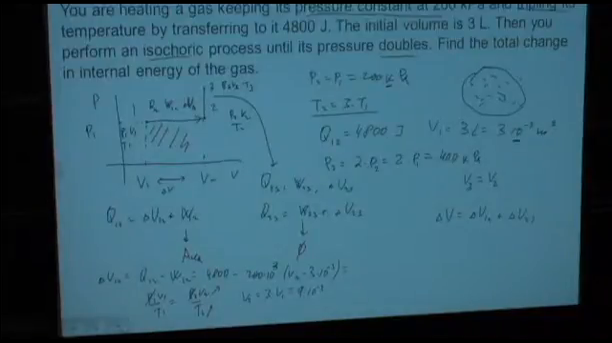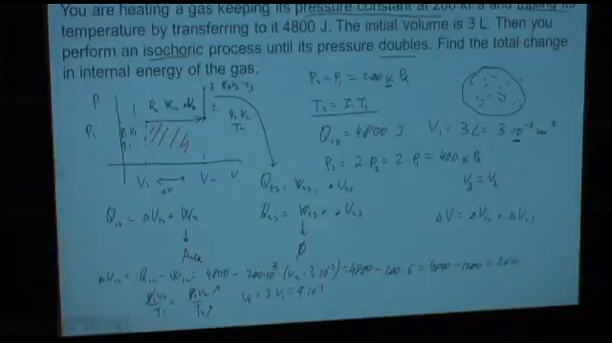So finally, 4,800 minus 200 times 9 minus 3, 6. So 4,800 minus 1,200, 3,600 joules. Well, the first part is done. Now we're going to talk about the next process.